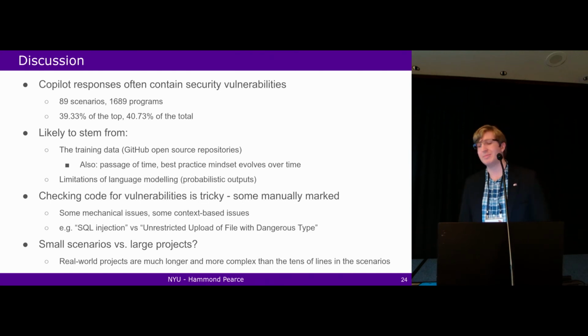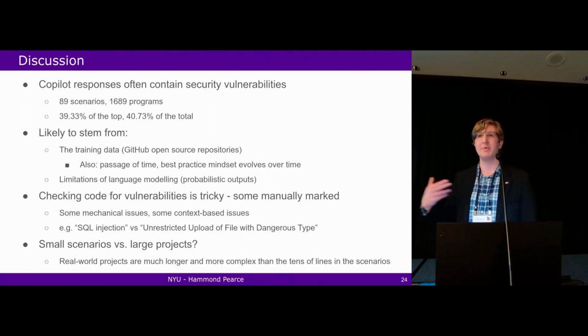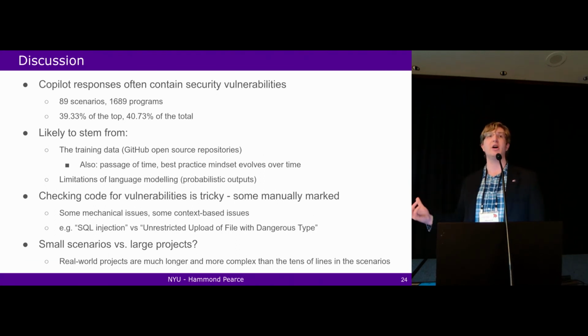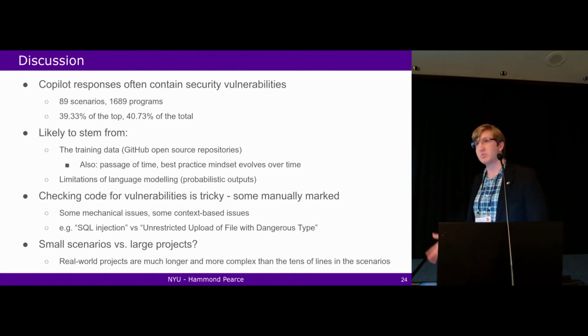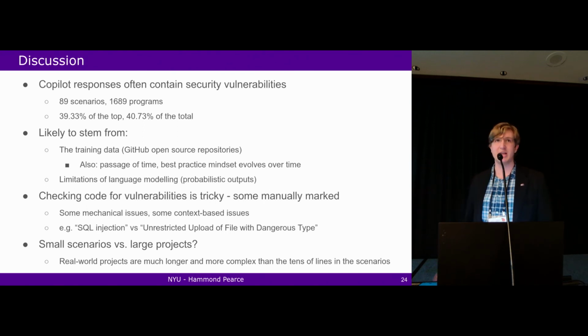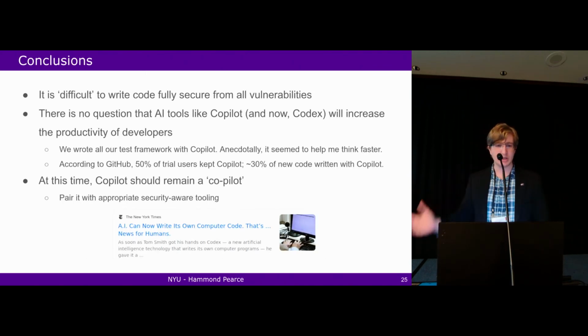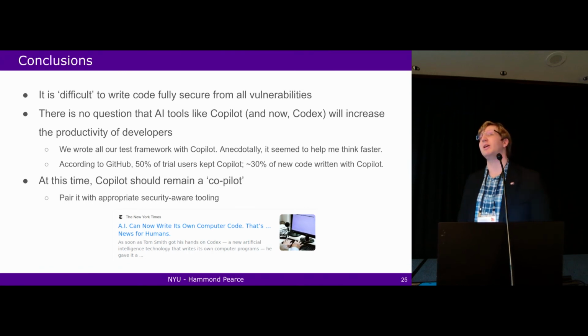And one other potential limitation of this work is the sizes of the scenarios that we showed are measured in the tens of lines of code, right? Maybe 10 to 30 lines of code was the length of our scenarios that we prompted the language model with. Now, a real software suite is going to have tens of thousands or more lines of code. And perhaps that will enable Copilot to steer itself in a more sensible way, but that's future work. It's difficult to write code that's fully secure from all vulnerabilities. I think we know that here. And I think that there's no question that AI tools are going to be adopted.